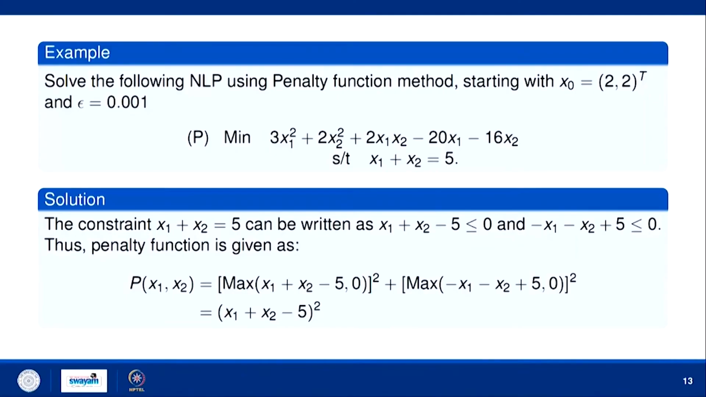So, let us discuss this example quickly. We have to solve the NLP using the penalty function method starting with x naught equal to (2, 2) and epsilon equal to 0.001. The problem here is to minimize 3 x1 square plus 2 x2 square plus 2 x1 x2 minus 20 x1 minus 16 x2 subject to x1 plus x2 equal to 5. Now, how can we use the penalty function here?